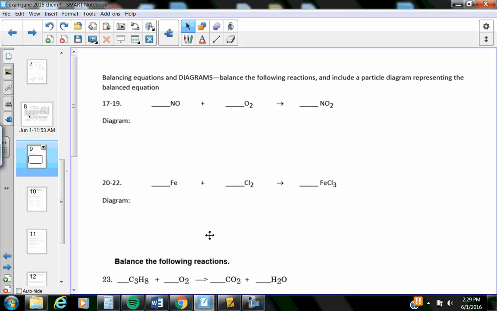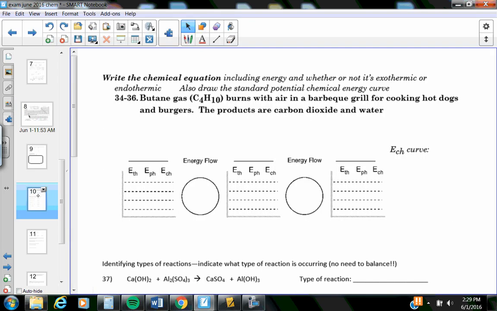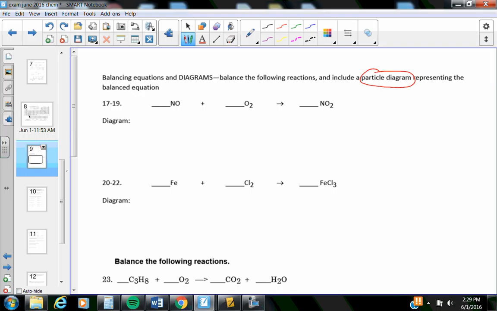Page 2, I'll probably just be needing my periodic table handy. Page 2 is about balancing equations, and it's saying balancing them and including a particle diagram. I don't care if you balance them and then draw the particle diagram, or if you use the particle diagram to balance them. I'm going to do that method because there's more just plain balancing later.